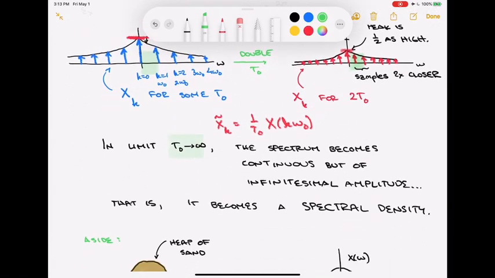As t naught goes off to infinity, this set of line spectra become a continuous distribution. But also, because of that 1 over t naught factor out front, the amplitude becomes infinitesimally small. So we know that the sampling density keeps getting tighter and tighter, and we know the amplitude gets smaller and smaller. That is, this whole thing becomes a density function.